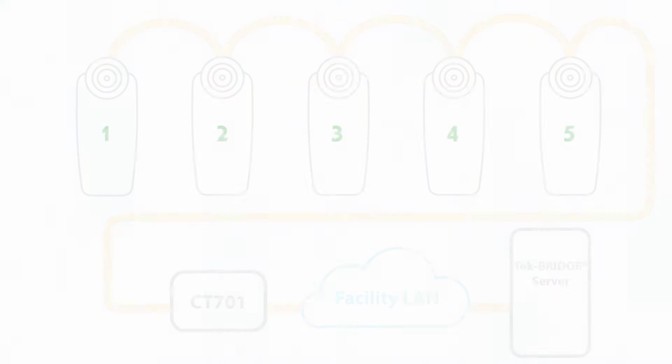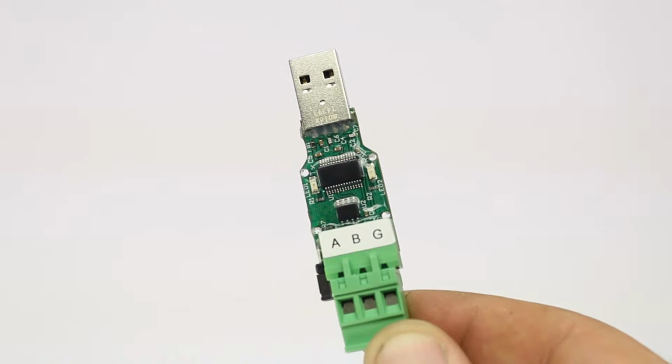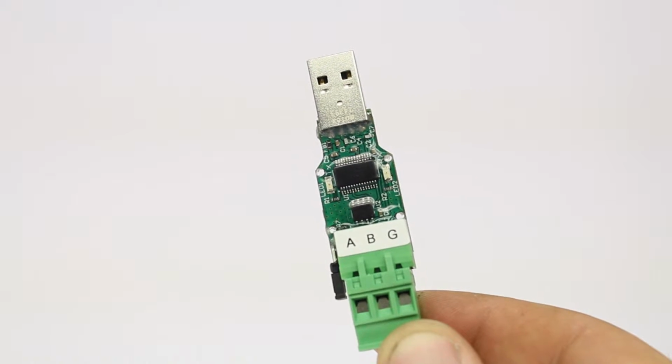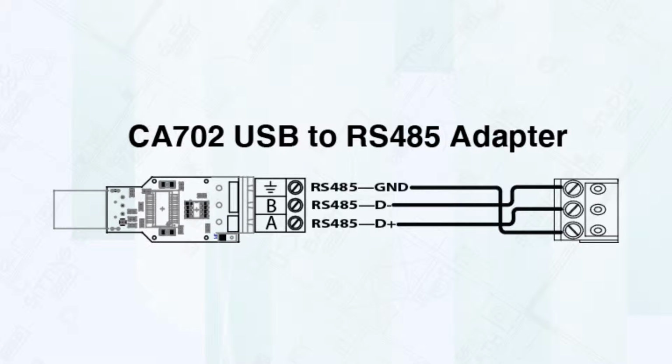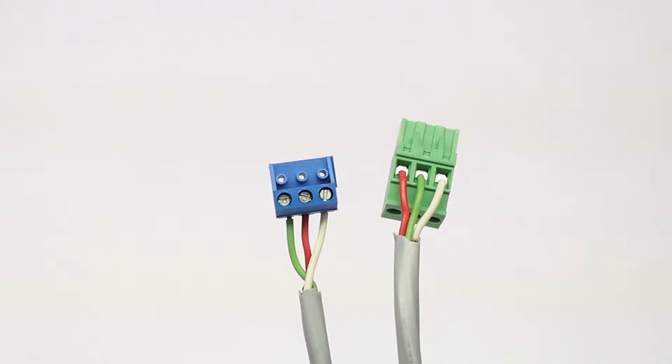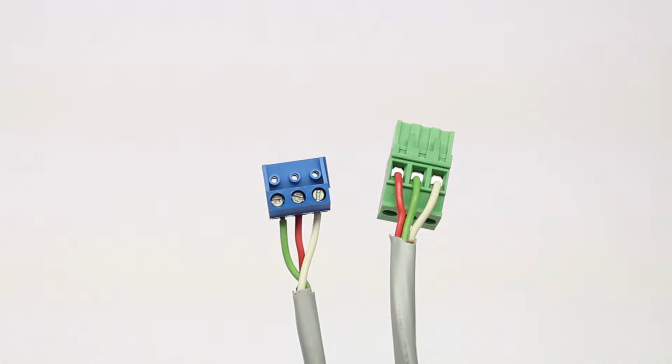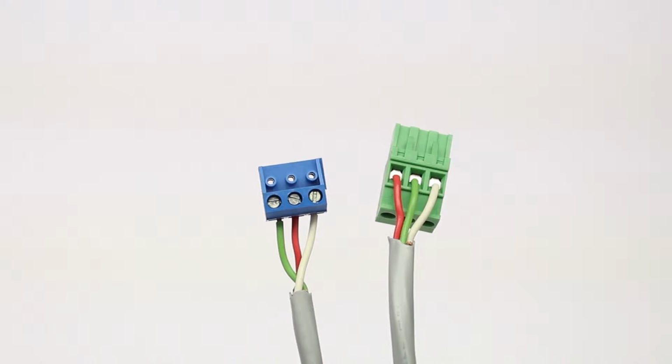In order to connect the door controller for programming, we'll be using the CA702 USB to serial adapter included with your starter kit. Using this wiring diagram, connect the CA702 to either 3-pin terminal block at TB6 or TB7. You may use any multi-conductor cable for this short programming cable.